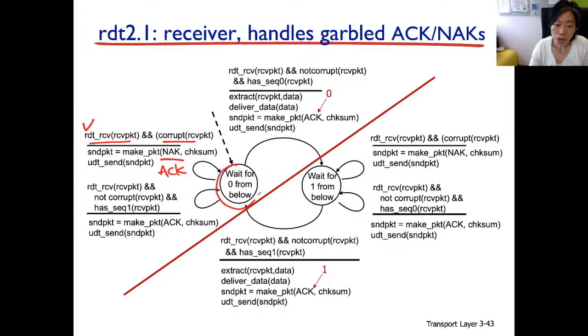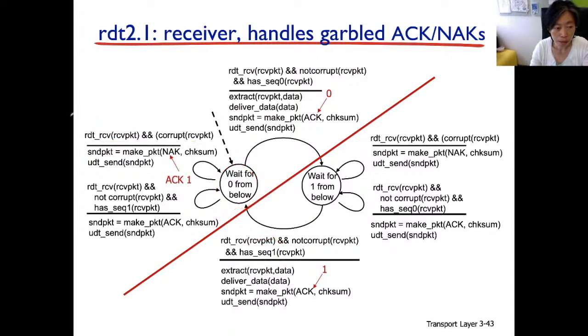Now, the receiver is currently waiting for data 0 coming from below. So what that means is that the last packet received OK should be carrying sequence number 1. So the ACK here should give the sequence number of the data packet last received OK. So it should be ACK1 here that we're sending back to the sender.